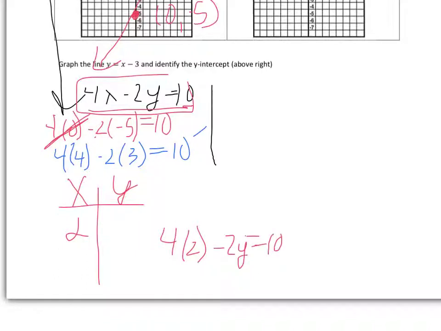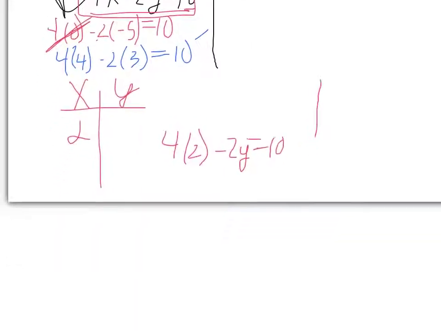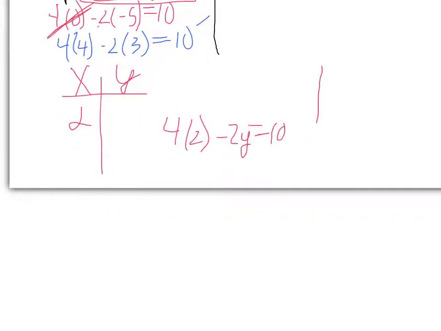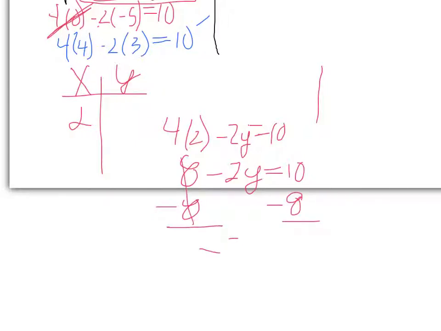And this turns back into a problem like we had in the last section, where we're solving one of these linear equations. So 2 times 4 is 8, so we have 8 minus 2y equals 10. Subtract 8 from both sides. Cancellation here. -2y equals -2. Excuse me, a positive 2. Divide by -2, and we get y equals -1.